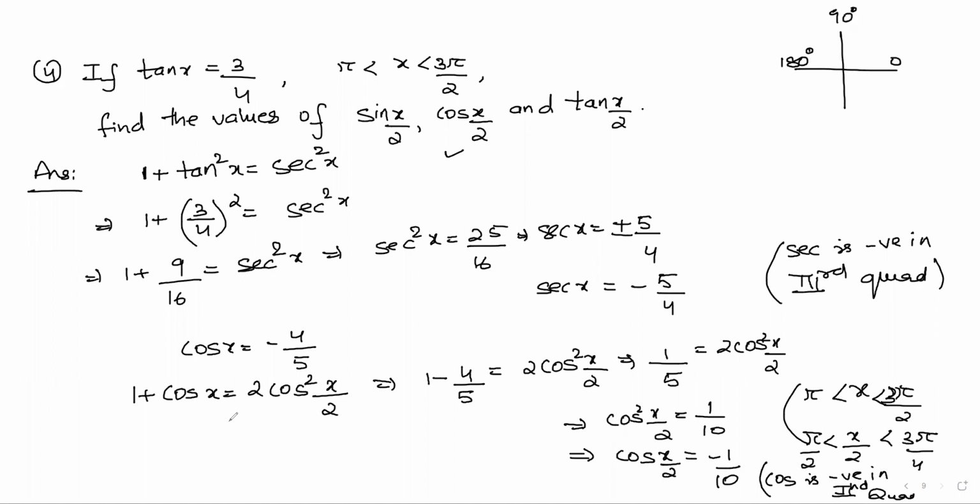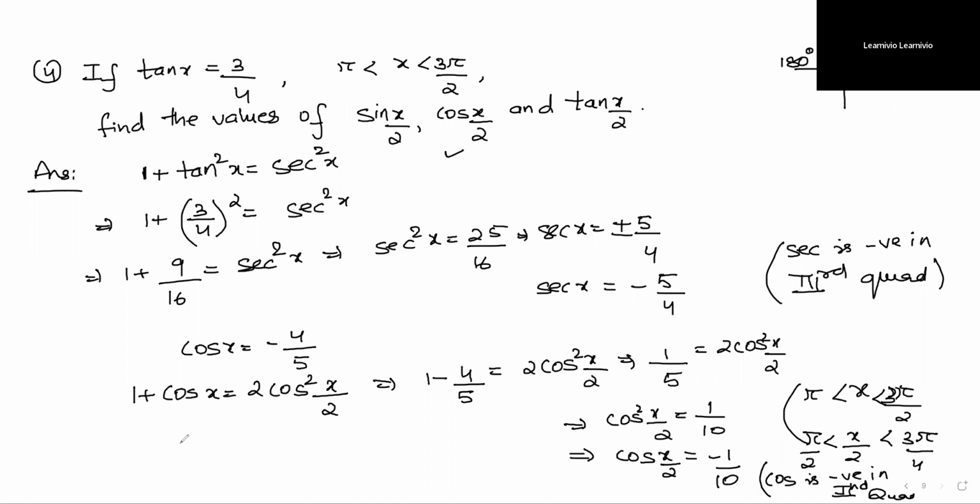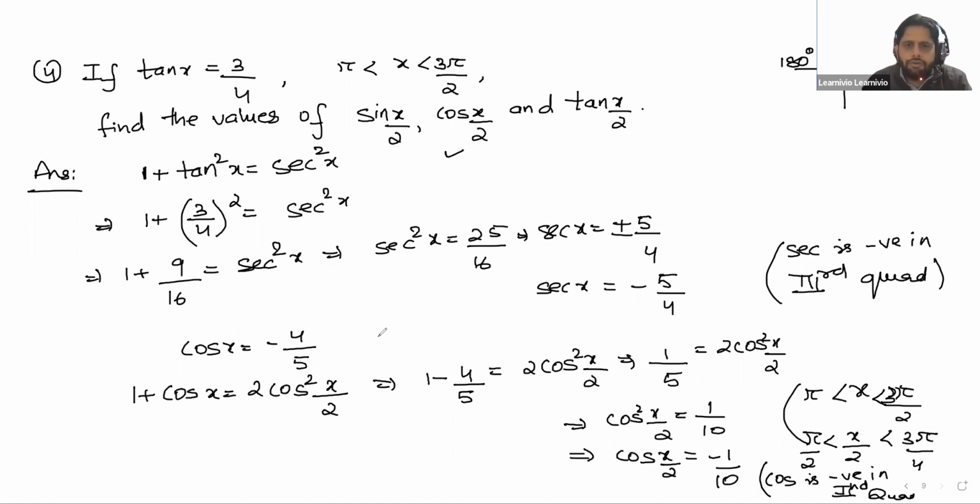And how can you find then tan x by 2? Just check the previous question. How have you found the tan? Sine by cos. Tan is sine by cos. So you will get the value of sin x by 2 and the value of cos x by 2. Just divide that and you will get tan x by 2. Yes, sir.